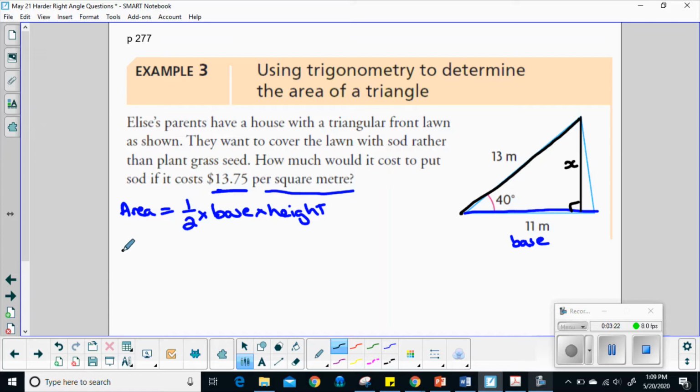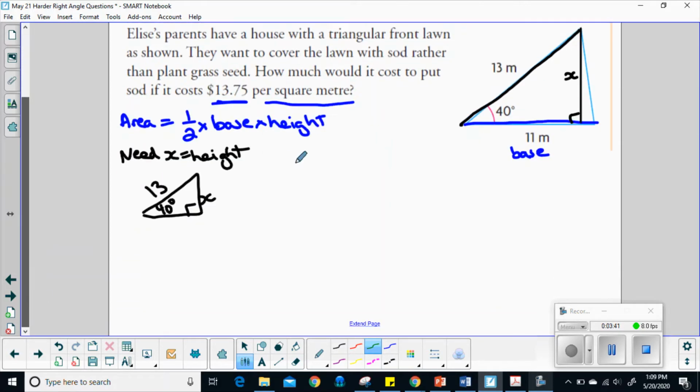Okay. So we need X, which is the height. Okay, so just to keep things simple, I'm just going to redraw my triangle over here with just the pieces that I want, so that way I don't get confused. And 13. So let's see. Let's solve here. What do we know? I know to solve right angle triangles, SOH CAH TOA is a big one.